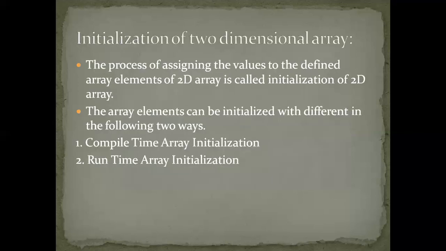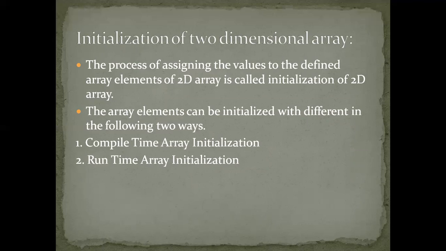We have seen how we can declare the two-dimensional array. Next is initialization. How can we initialize a two-dimensional array? It's very simple. It is the same as the one-dimensional array. Initialization means the process of assigning values to the defined array elements of a two-dimensional array. So initialization means assigning the value, just as in the one-dimensional array we used to assign values.